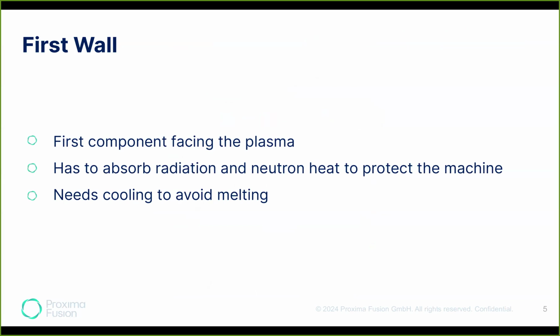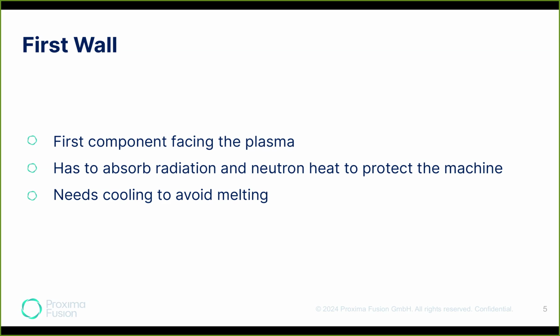Now let's talk finite elements. Let's talk modeling and simulation of this specific component, the first wall, which, as the name suggests, is the first component that is facing the plasma. Remember, the plasma is inside and then the whole machine is outside. So this is the first component that the plasma faces, and it has to absorb a lot of radiation and neutron heat that are coming from the plasma, because the plasma chamber is not a friendly environment.